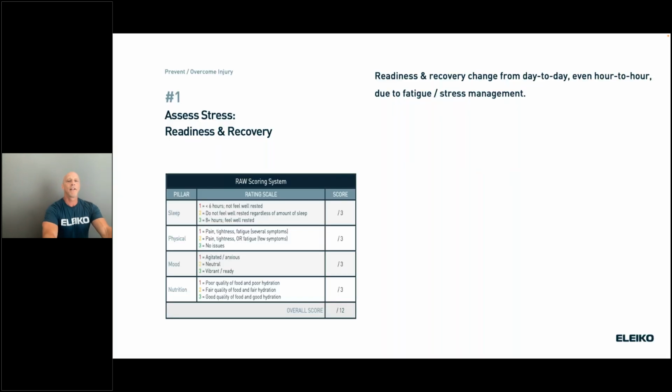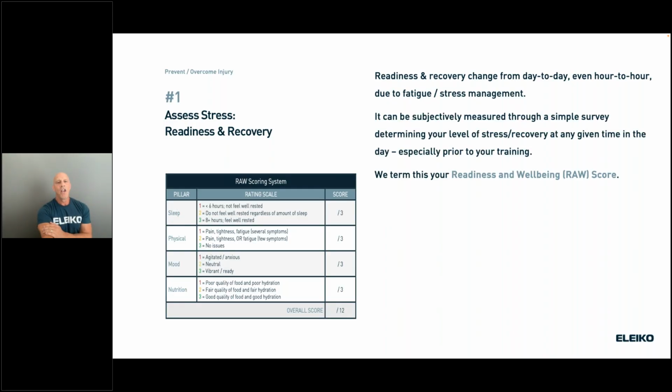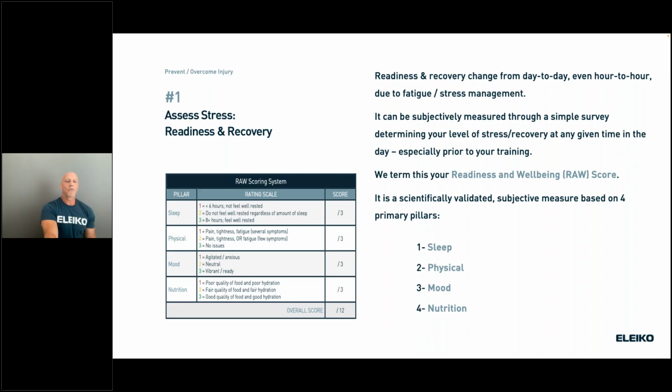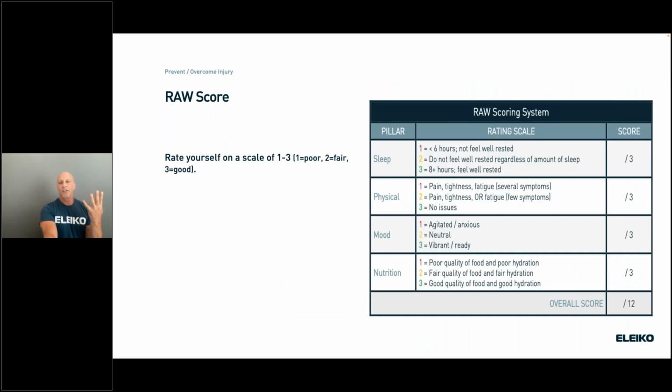Okay, so let's prevent and overcome the injuries. We already talked about this in part one, so go back and look at that, but it's what we call the raw score. You have to have a way of assessing someone's recovery and their state of fatigue. In this, we take you through four different pillars of information, and you rate yourself on a scale of 1 to 3. How's your sleep? And there's the qualification. How's your body physically? There's the qualification. How's your mood?